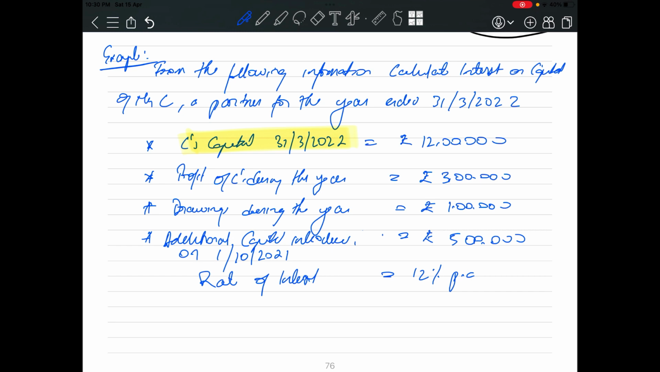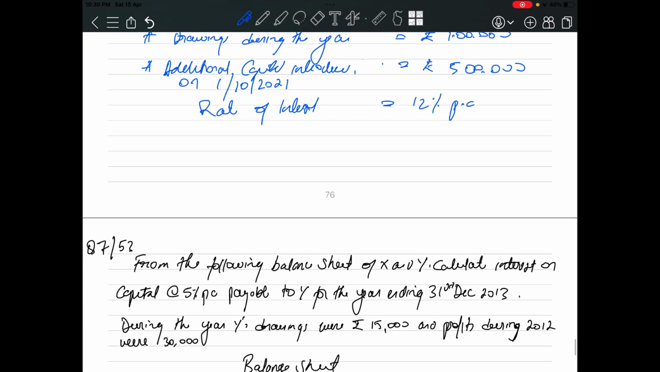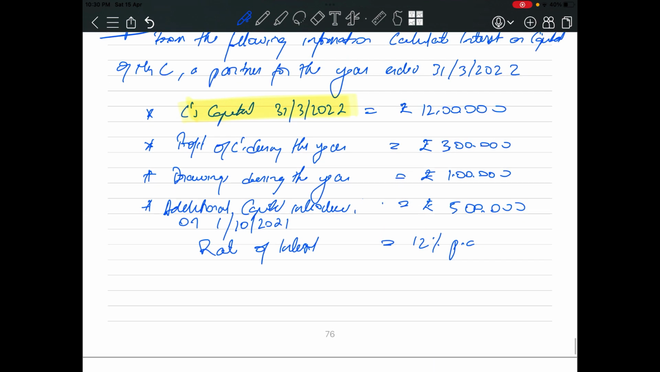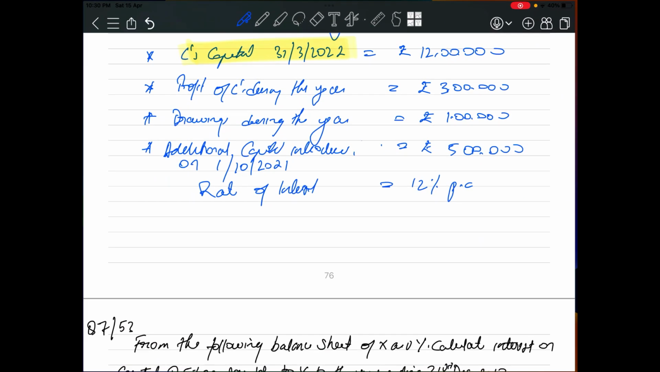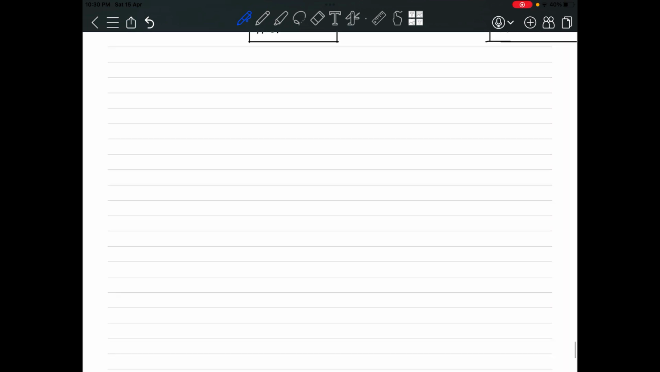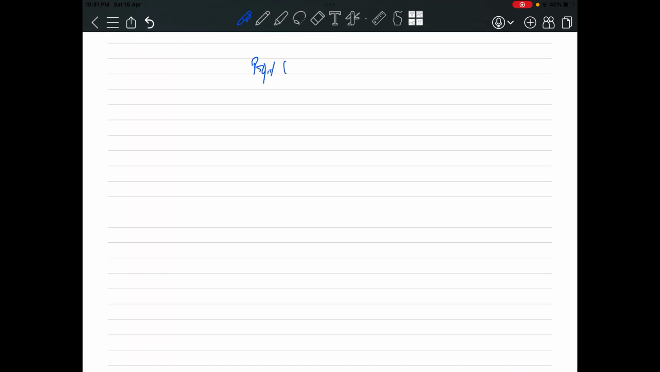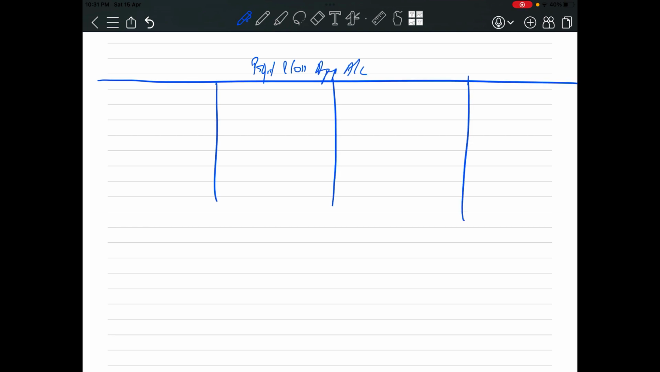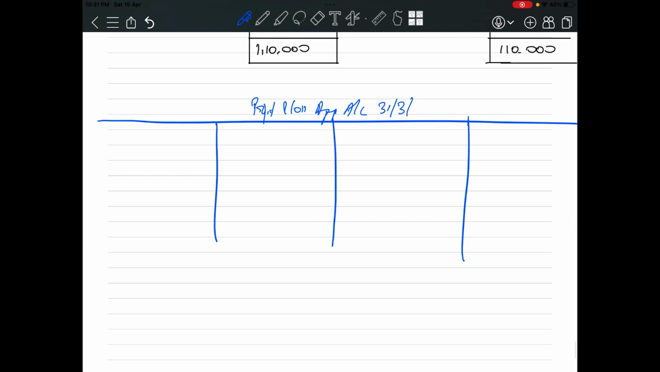Now this is an example, and we have to solve this. Before moving on with the question, let me explain how entries in the capital account will be treated. In the previous video we talked about the profit and loss appropriation account. This P&L appropriation account will be prepared at the year end, in our example 31st/3/2022, from the point of view of the partnership firm.